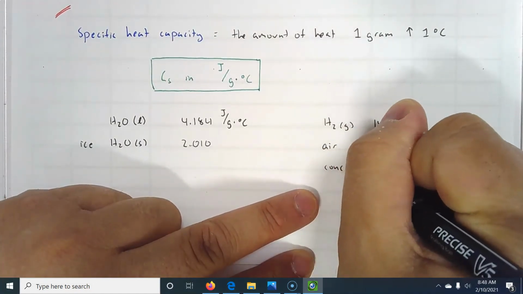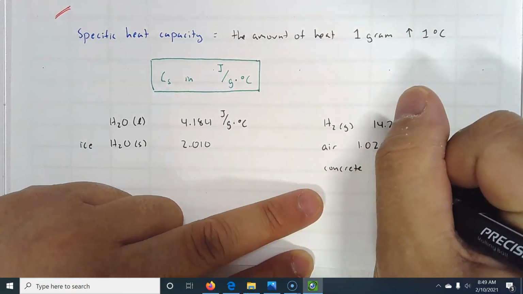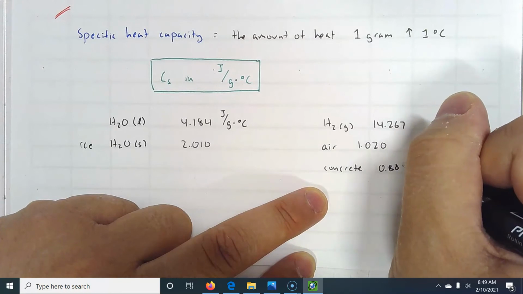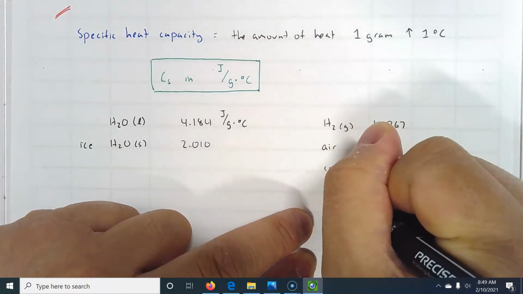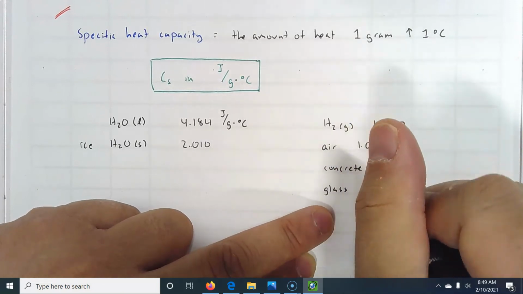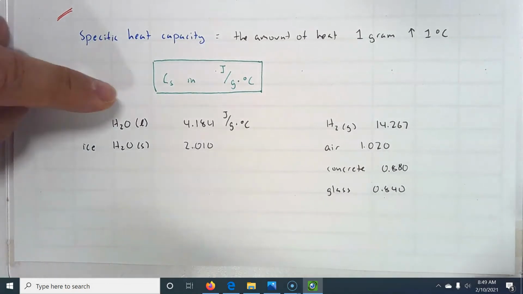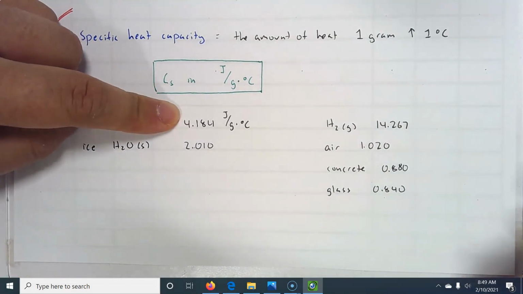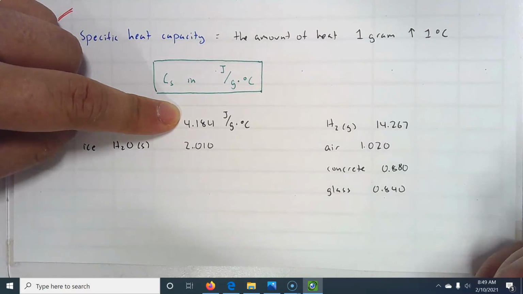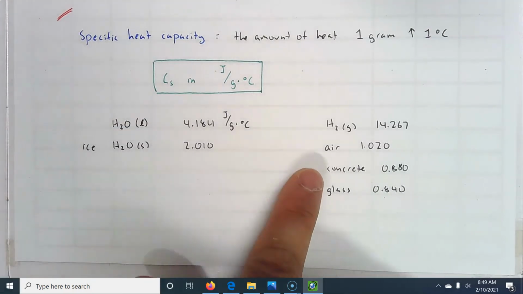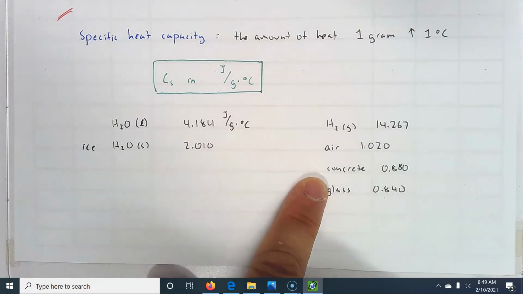And concrete is 0.880. And then glass is very similar, 0.840. Again, so water needs more heat to raise it 1 degree higher than air, than concrete, than glass. For these three, it takes less heat to raise its temperature.